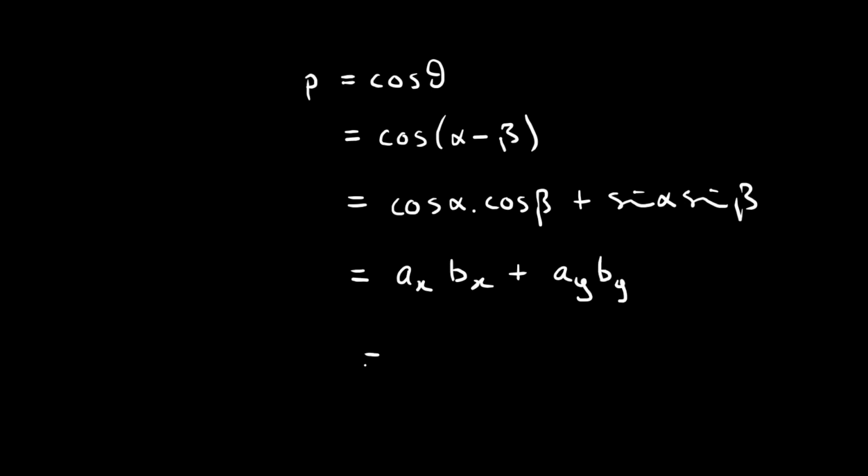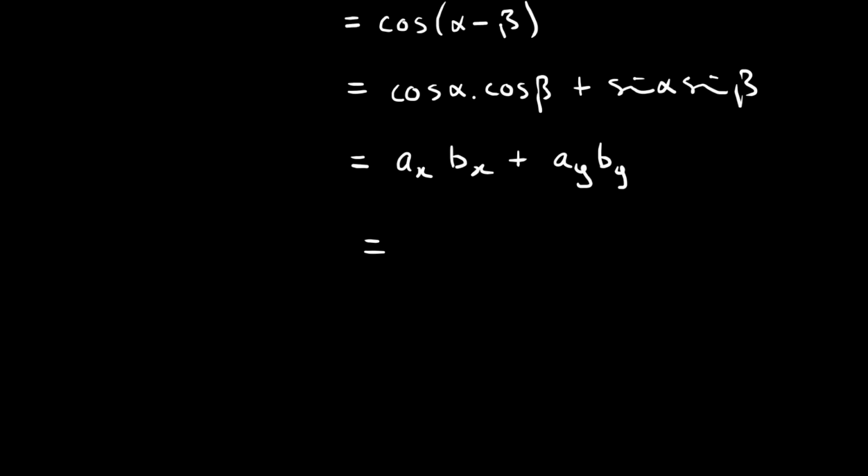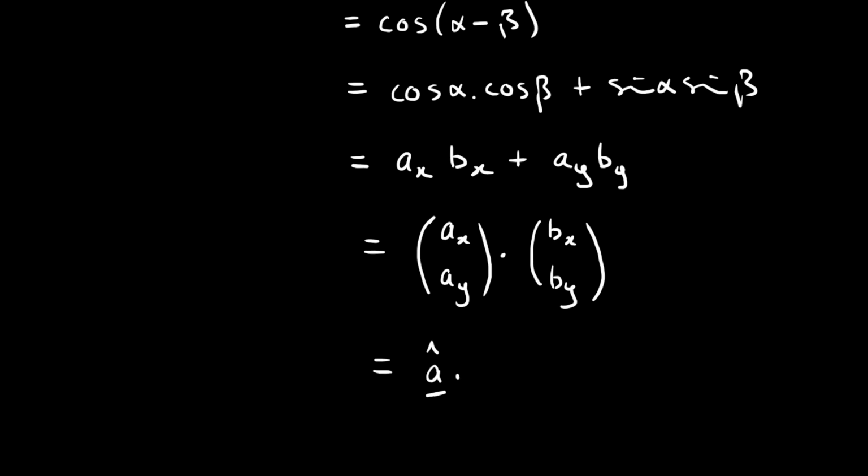And what is this? Well, this is the same thing as having (AX, AY) dotted with (BX, BY). In other words, for 2 dimensions, what we've shown is that the size of the projection is equal to the scalar product of these 2 vectors.